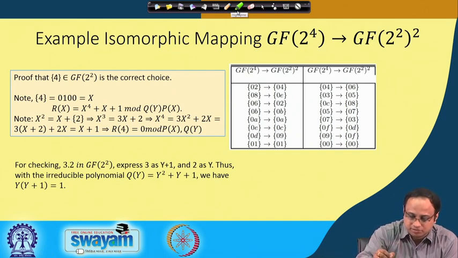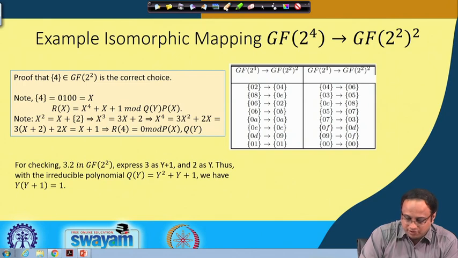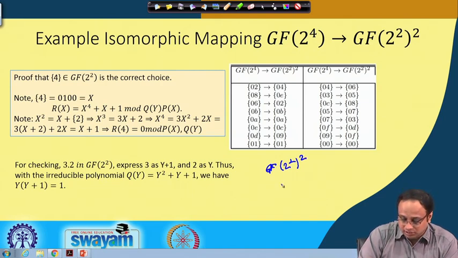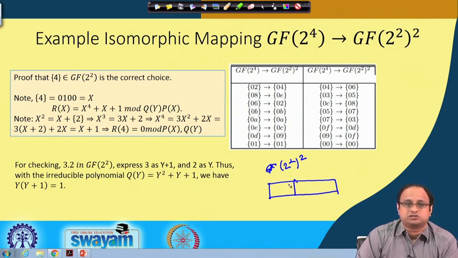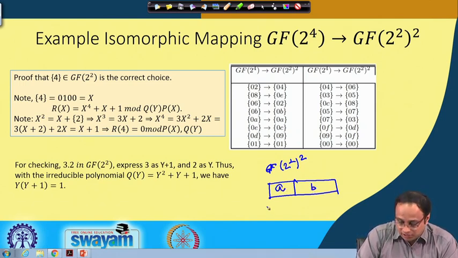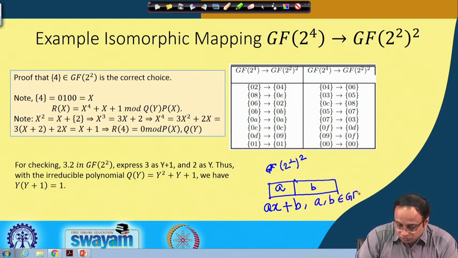So essentially that means that if I have an element, say in GF(2^2)^2, it means that the polynomial representation is as follows. There are two parts of this decomposition. The first part is, say, A, the second part is B, and therefore the element is actually Ax plus B, where A and B both belong to GF(2^2).